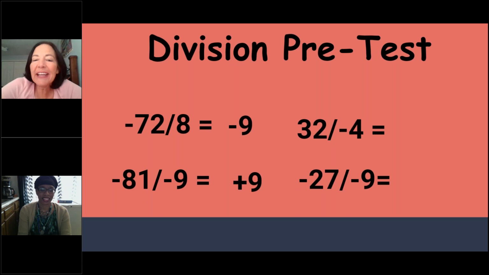Pretty good. Okay, the next question in the pretest is positive 32 divided by a negative 4. Anyone know what that answer is going to be?